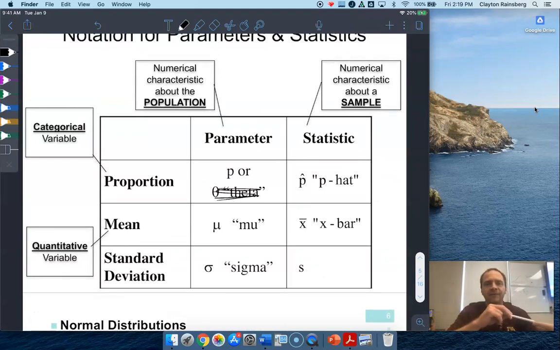So p hat for sample proportion, x bar for sample mean. If you have a p, it's for the population proportion. If you have a mu, it's a population mean. And then sigma for population standard deviation, s for sample standard deviation.